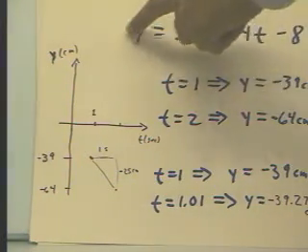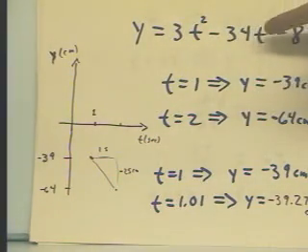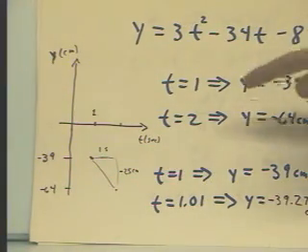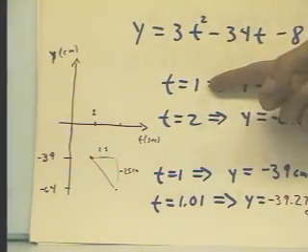We begin with the depth function. We'll assume this is a depth function: y equals 3t squared minus 34t minus 8. What we're interested in is the rate of depth change at the t equals 1 instant.